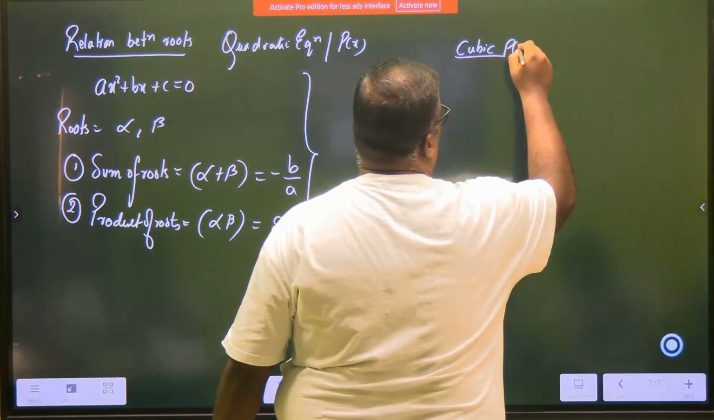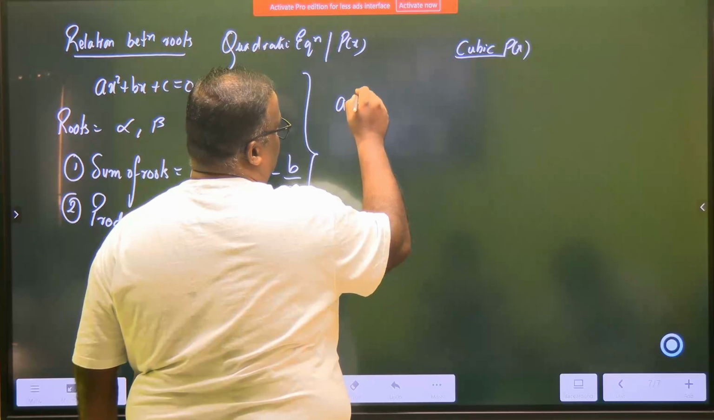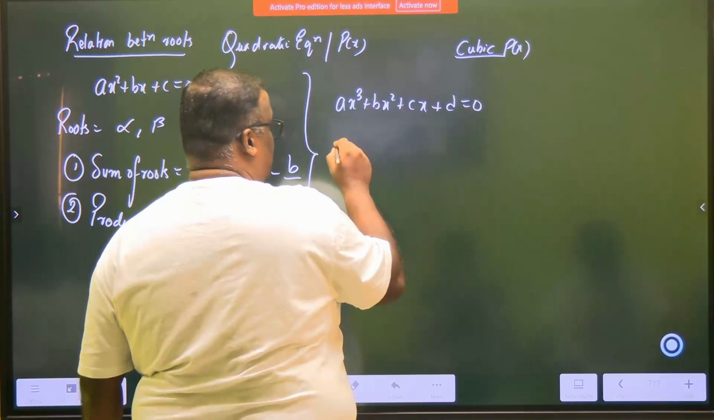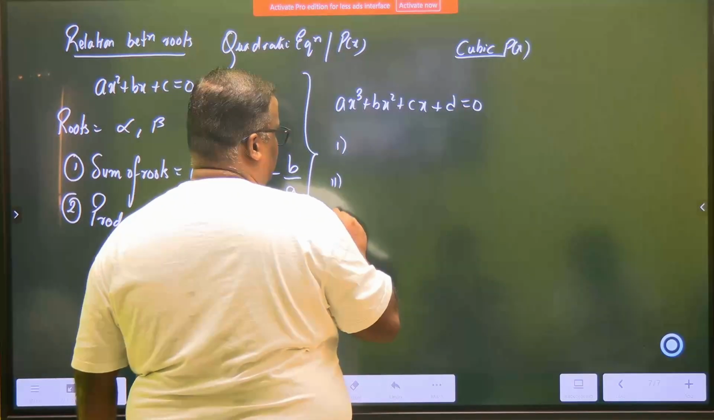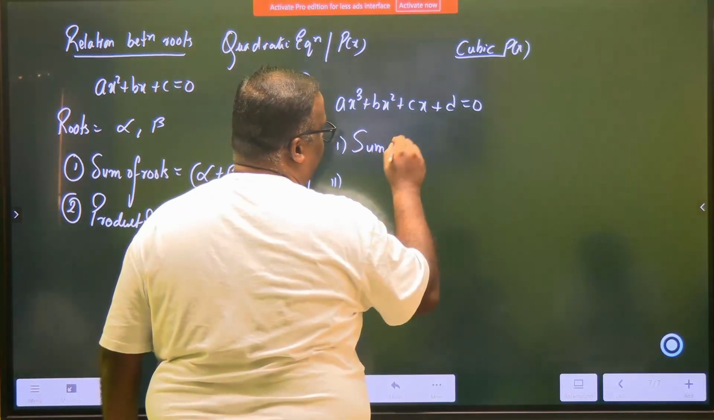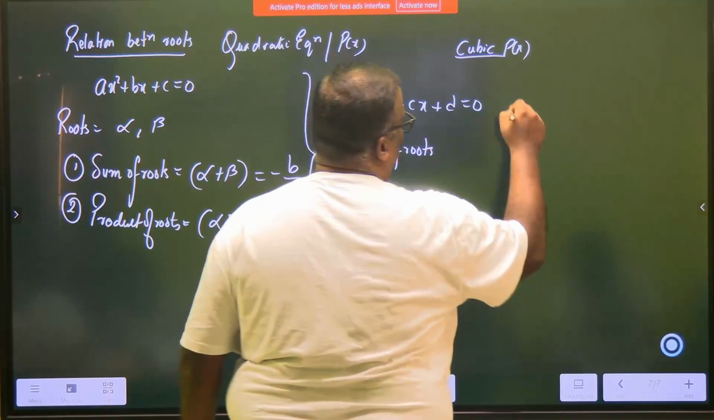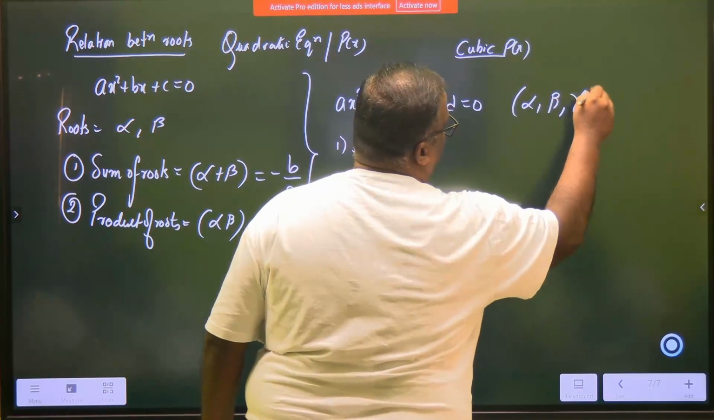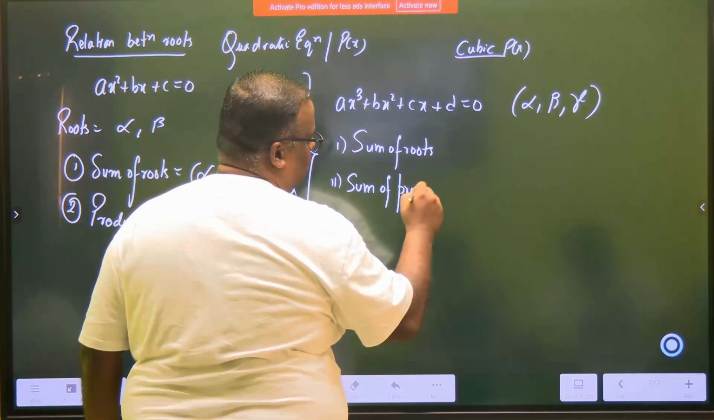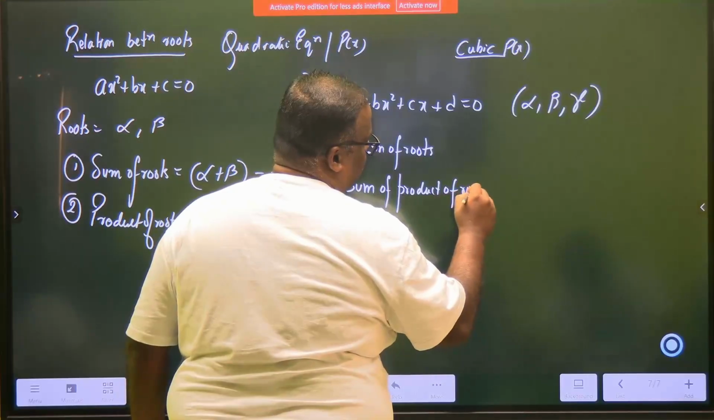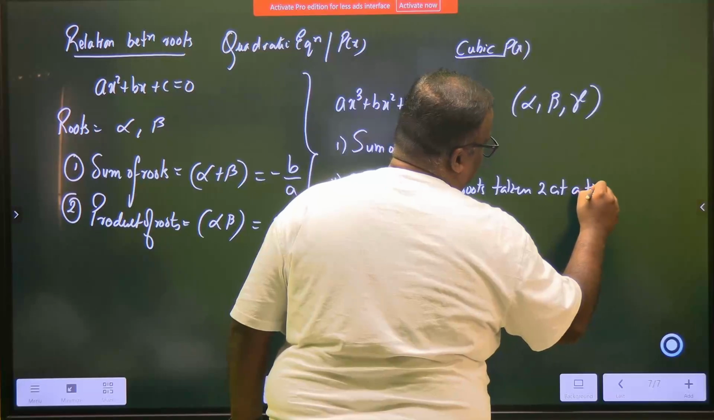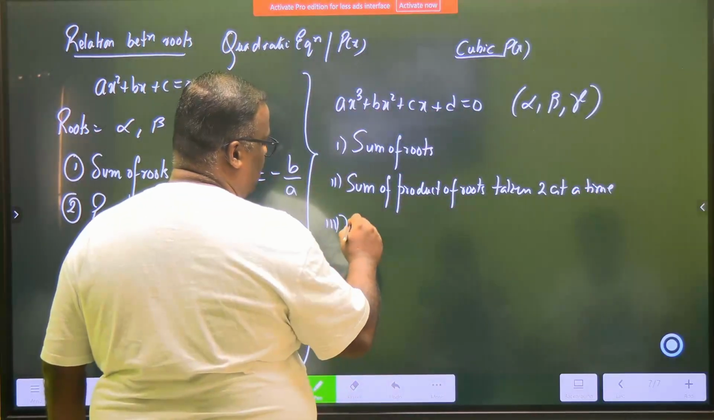A cubic polynomial or a cubic equation will be represented as ax cube plus bx square plus cx plus d equal to 0. Here we have three relations, and in your pre-board and all, your school will 100% ask three relations. Sum of roots, and the roots are what? Alpha, beta, gamma. Sum of roots, sum of product of roots taken two at a time. This is a little bit of English, so we will understand this. And the third one is product of roots.